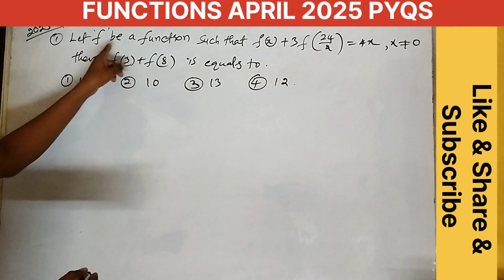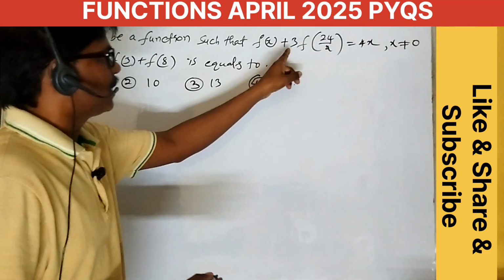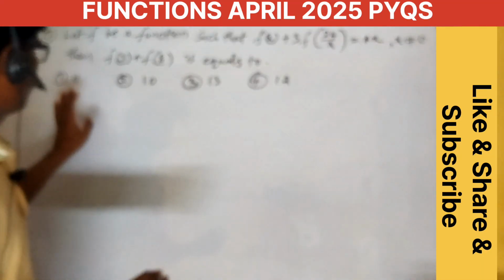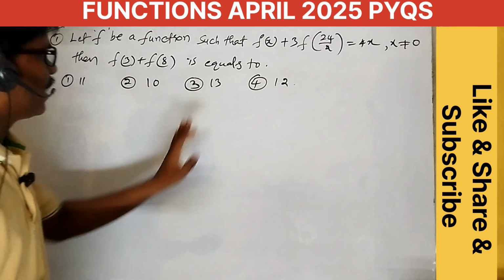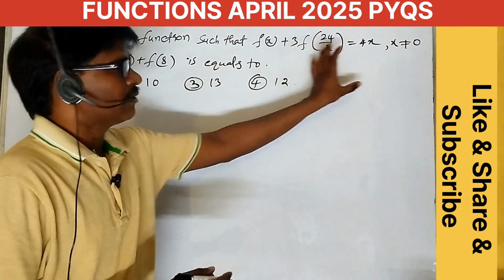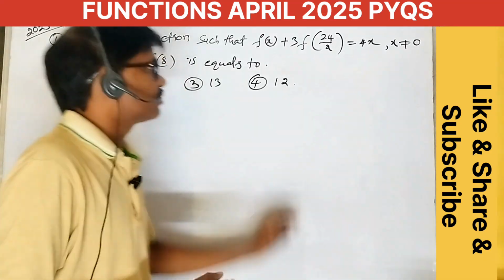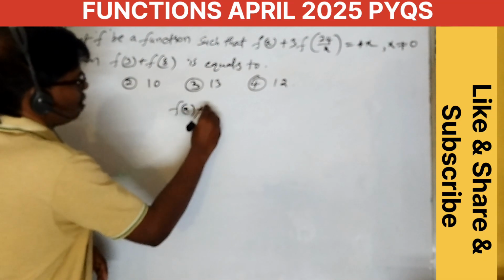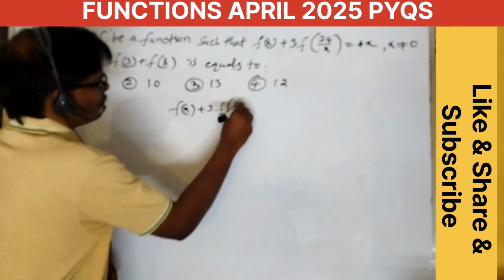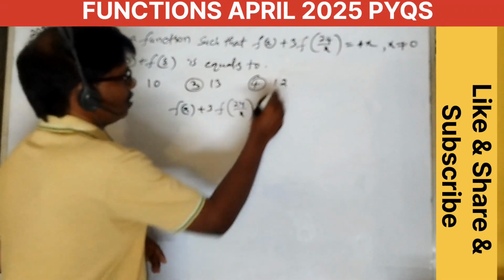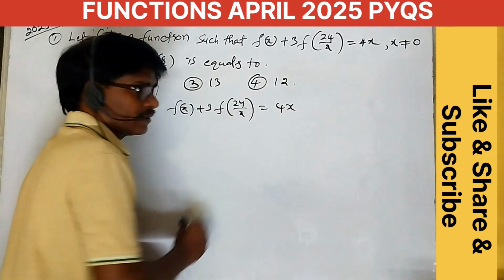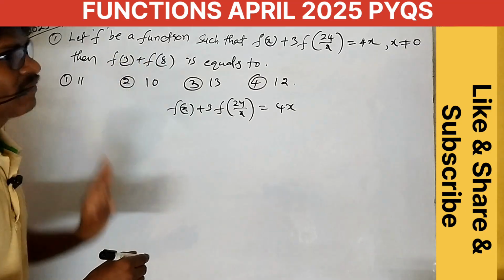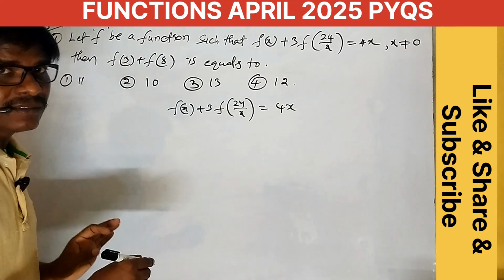What is the first question? First question is, let f be a function such that f of x plus 3 into f of 24 by x equals 4x, x not equal to 0. Then f of 3 plus f of 8 is equal to what? This is a functional equations question. The given function is f of x plus 3 into f of 24 by x equal to 4x. What do we want here? f of 3 plus f of 8.